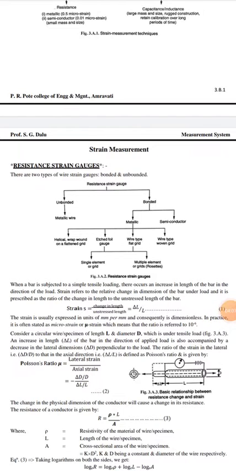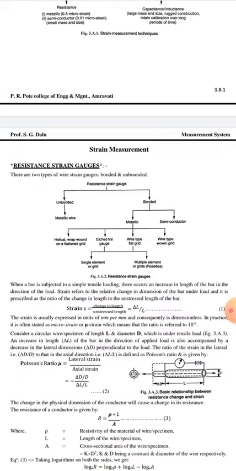When a bar is subjected to a simple tensile loading, there occurs an increase in the length of the bar in the direction of load. We know in which direction we are applying the load, in that direction the increase in length of the bar will take place. The strain refers to the relative change in the dimension of the bar under load, and it is the ratio of change in length to the unstressed length of the bar. Before and after application of the load, the change in length that occurs is nothing but the strain.